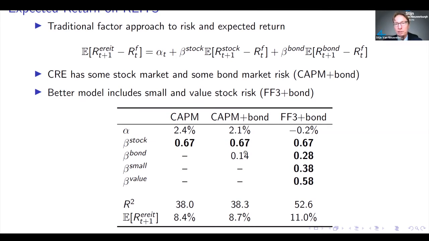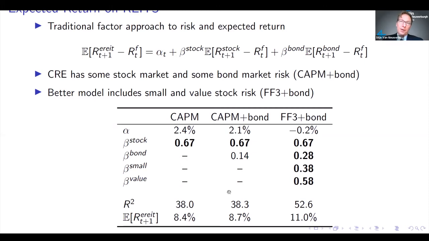And what you see is that REITs have a stock market beta of about 0.67, which makes them into defensive stocks, like utilities, for example. They move less than 1-for-1 with the overall stock market. They also have a modest exposure to the bond market factor. Now, that model does a reasonable job describing the dynamics in REIT returns over time. It explains about 38% of the variation in REIT returns.